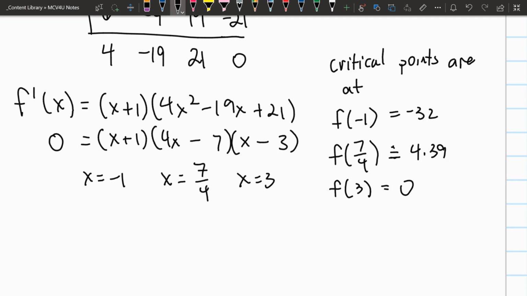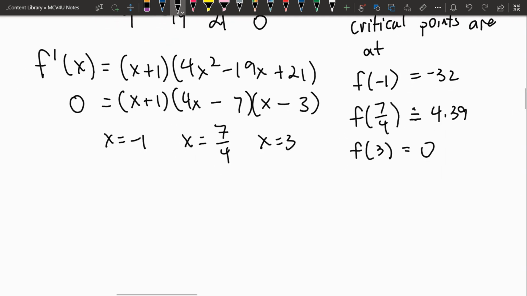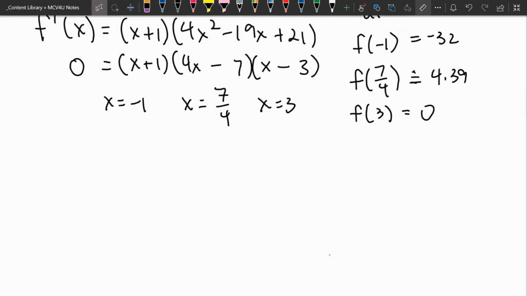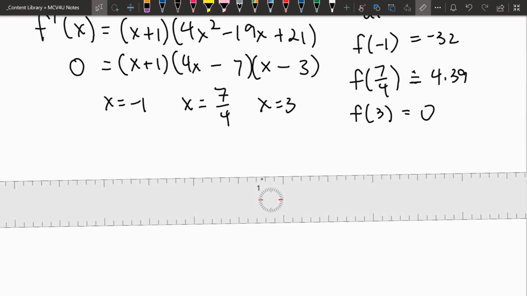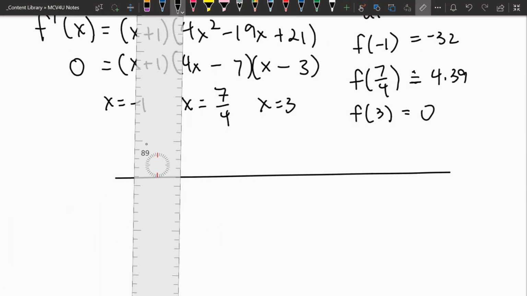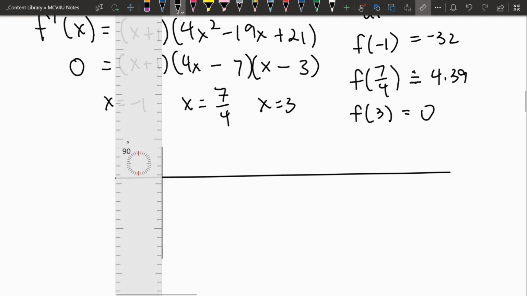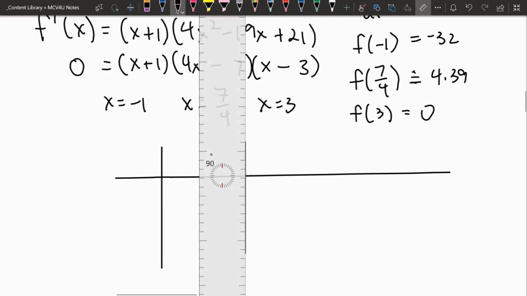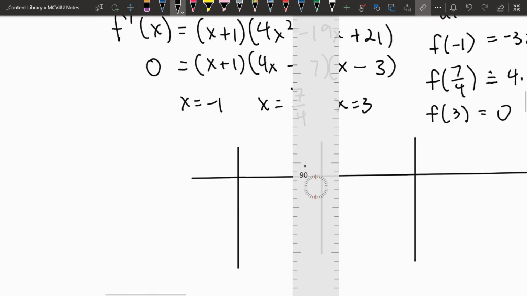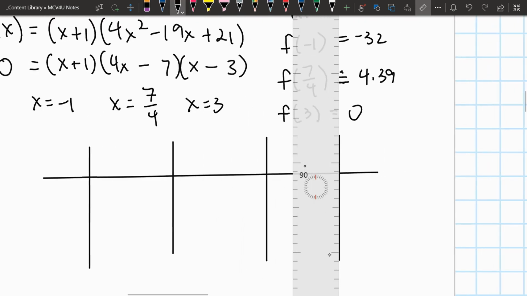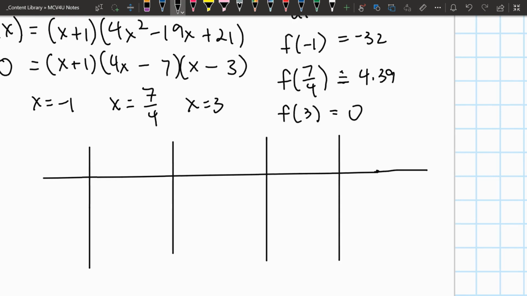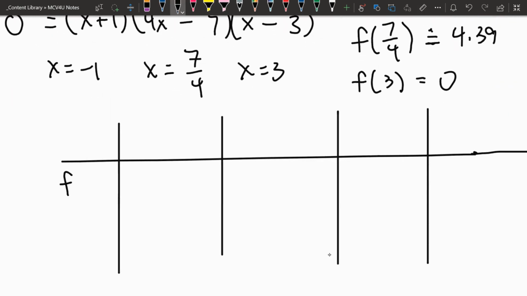Now I'm going to use an interval chart here just to determine whether these critical points are maximums and minimums. Okay, so I'm going to take out a ruler. Let's draw a line. I'm going to need 4 intervals with 3 critical points. So let's do 4 intervals. So first interval, second interval, and then third interval. Extend that a little bit more. Okay. So here I'm going to find the sign of f prime x and the corresponding whether the graph is increasing or decreasing for f of x.